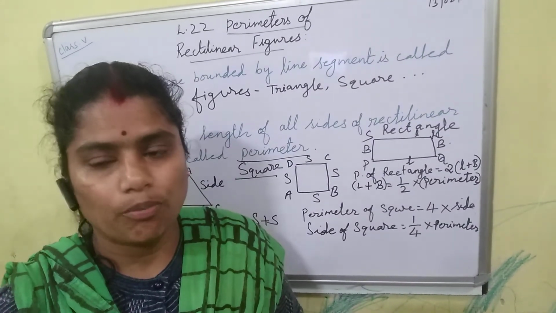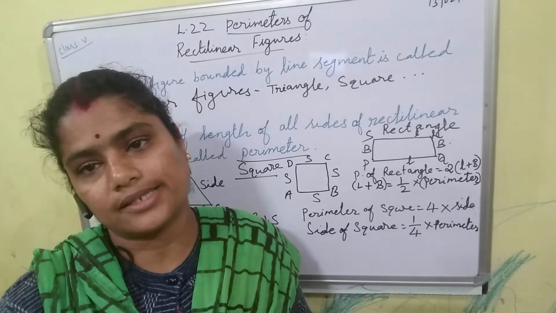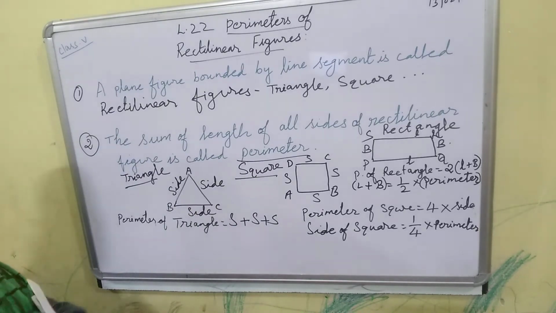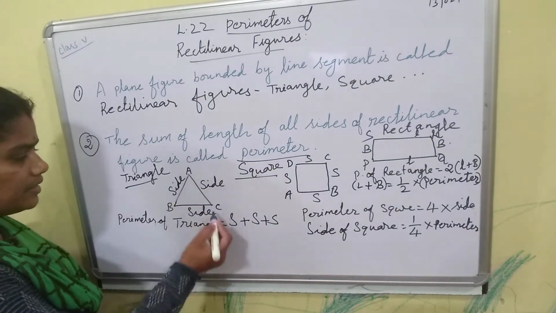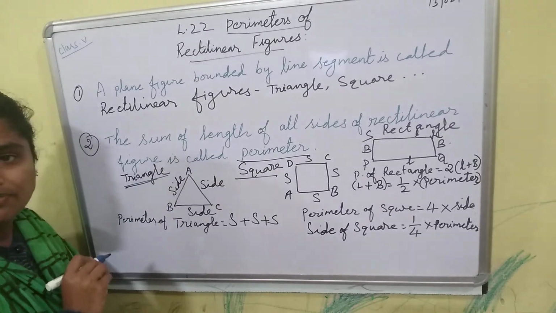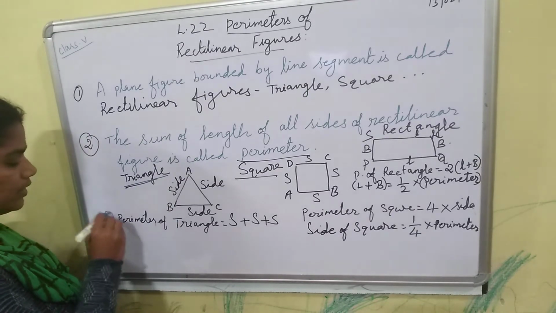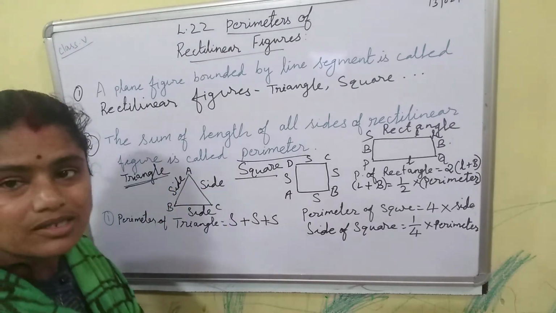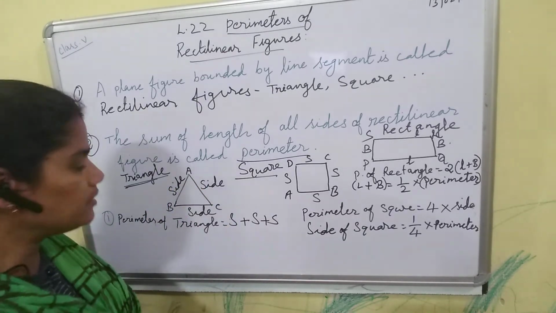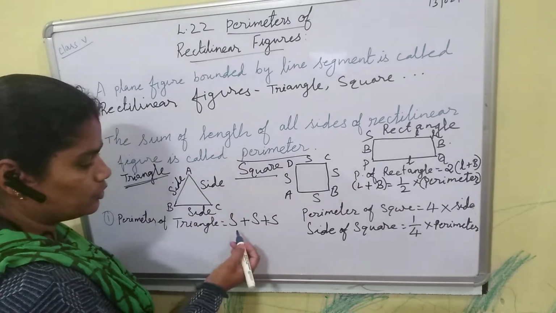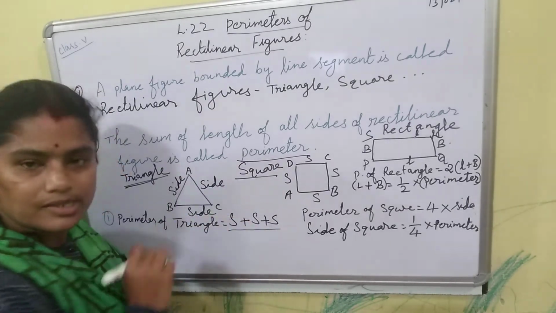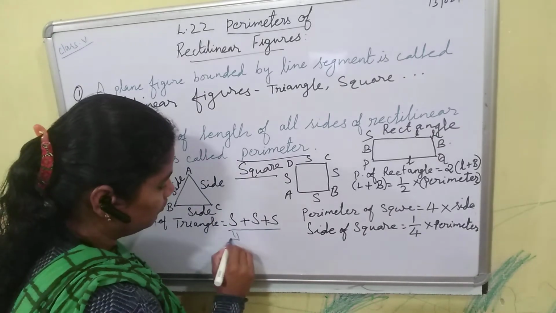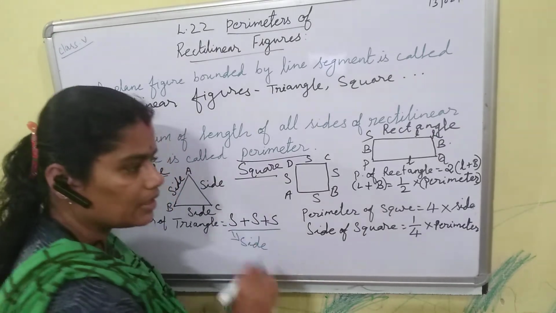Children, I hope all of you are clear about the lesson. Once again I am telling you, see the formulas here. The first topic is triangle, which has 3 sides. The perimeter of the triangle is equal to the sum of all the sides, so side plus side plus side. S means side.